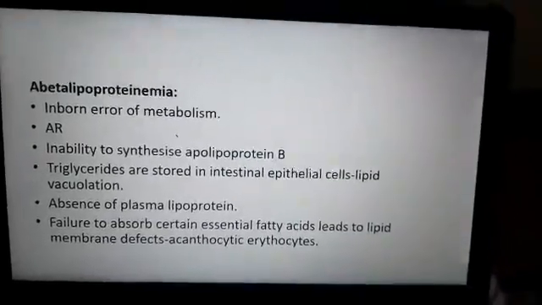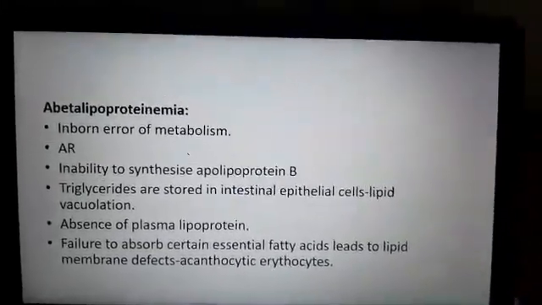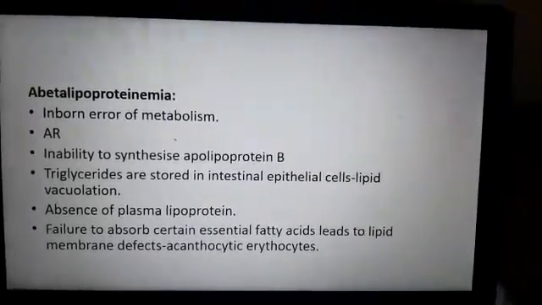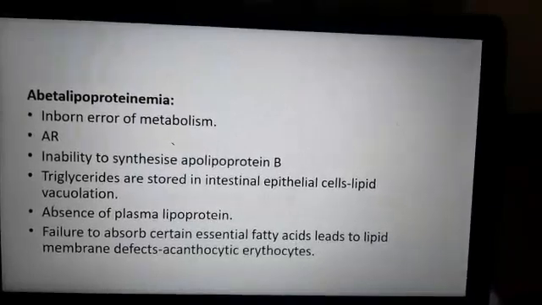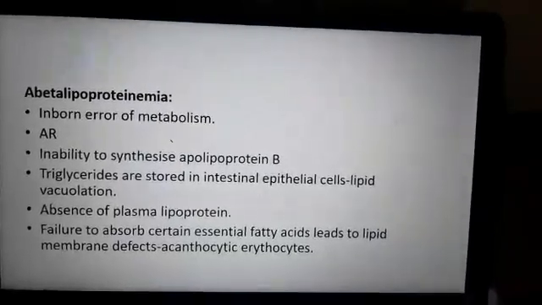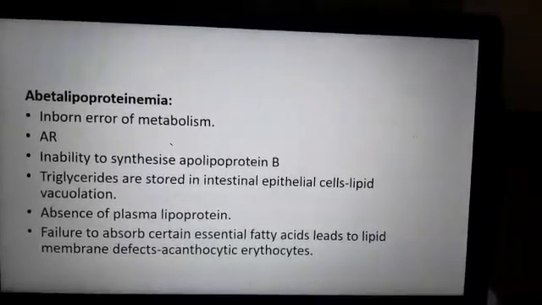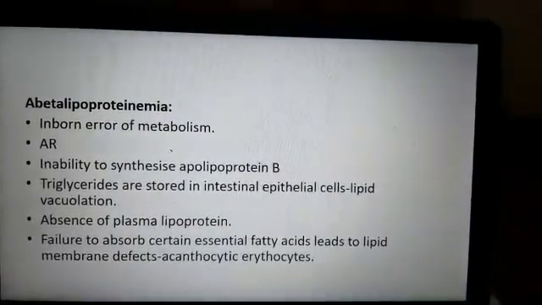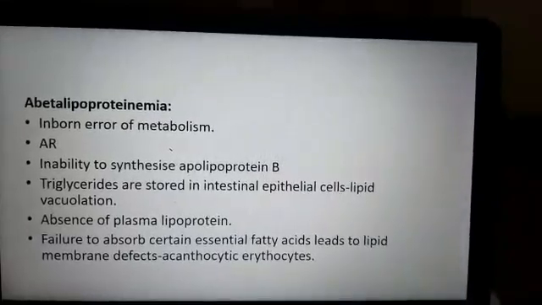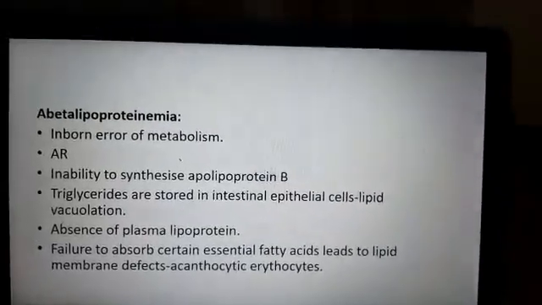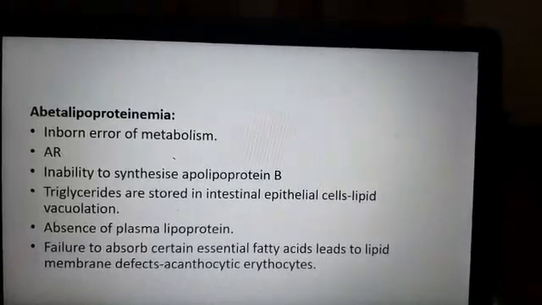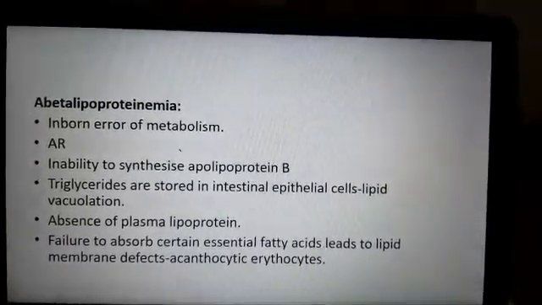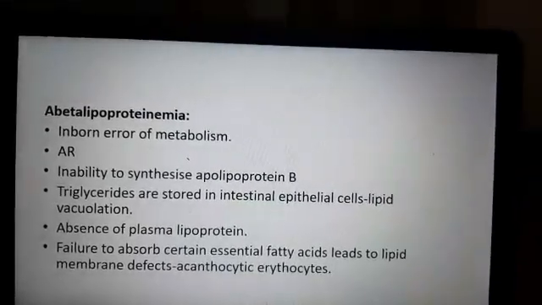Okay. Then abetalipoproteinemia. This is an inborn error of metabolism. It is autosomal recessive. There is inability to synthesize apolipoprotein B. The triglycerides are stored in the intestinal epithelial cells, leading to lipid vacuolation. Absence of plasma lipoprotein. Failure to absorb certain essential fatty acids leads to membrane defects. Acanthocytic erythrocytes.